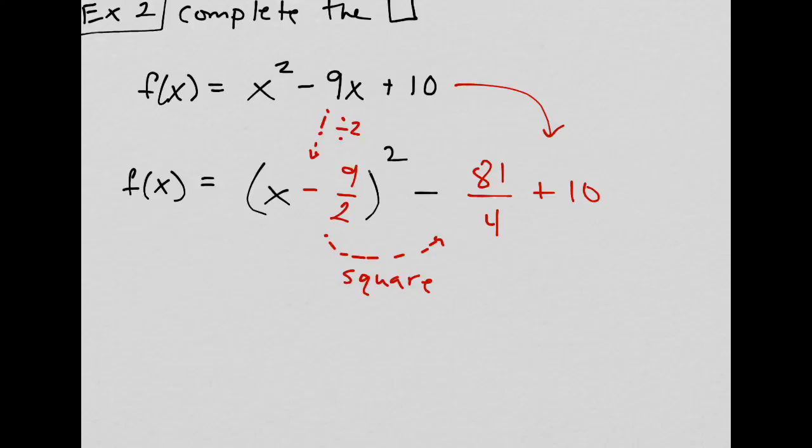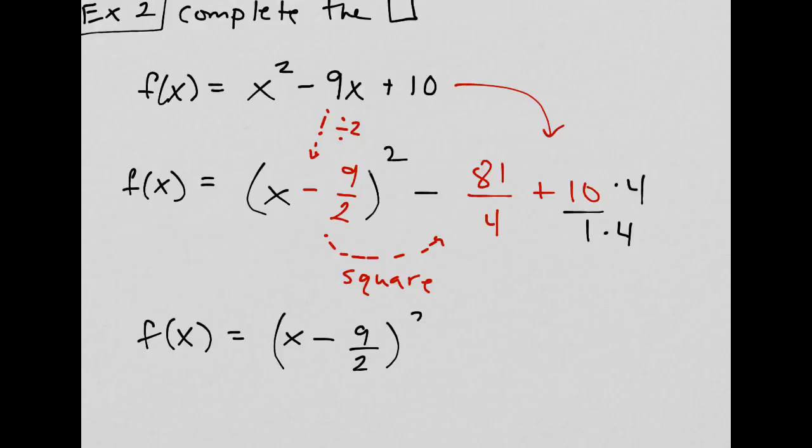So what do I need? A common denominator. Somebody. What's the common denominator? 4. This is easy, right? So then I have f of x equaling x minus 9 over 2 squared. I guess 81, what is this, 40? So I guess I'll just show it all.